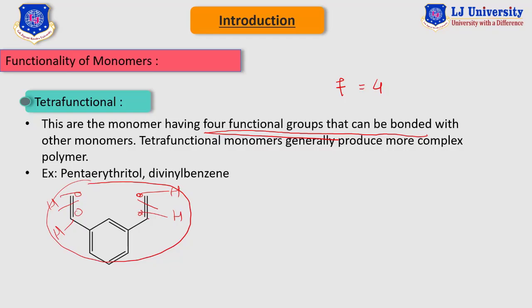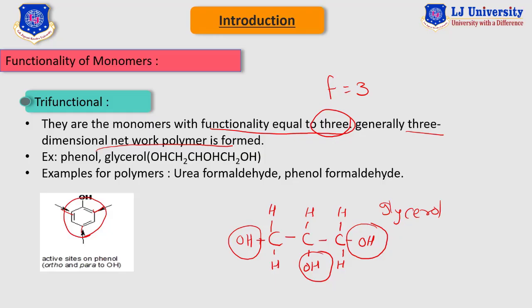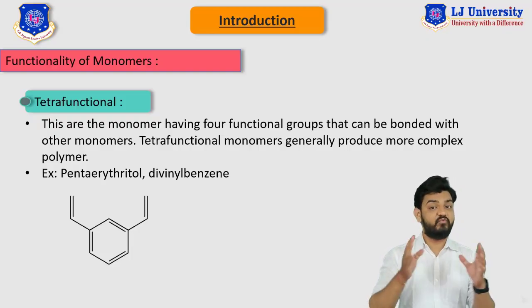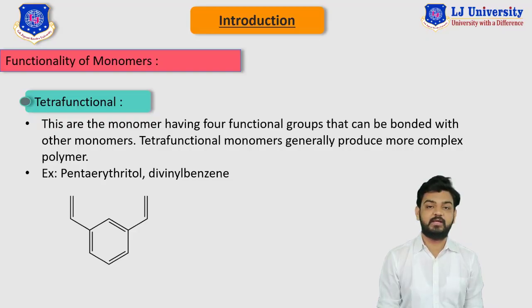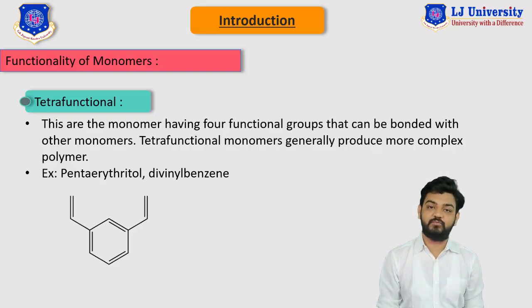But in general, tetrafunctional monomers are very rare because they are very complicated and complex, right? So in general terms, up to functionality of 3 is there. So we are mainly focusing on the trifunctional monomers, right? So now, having said that, this was all about the functionality of monomers. This question is very important from the exam point of view.